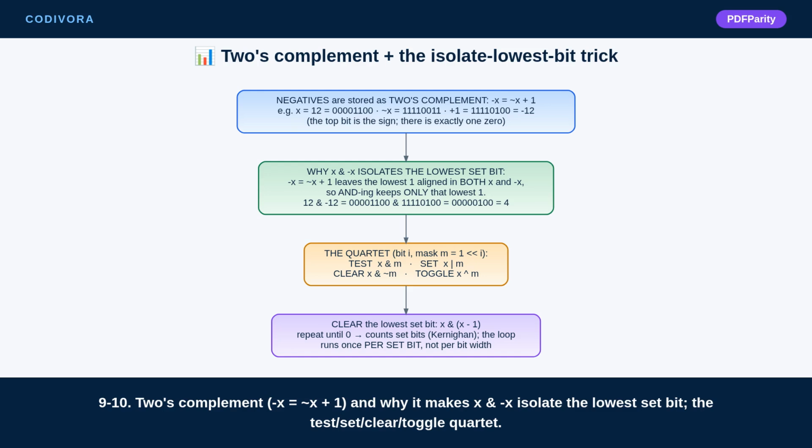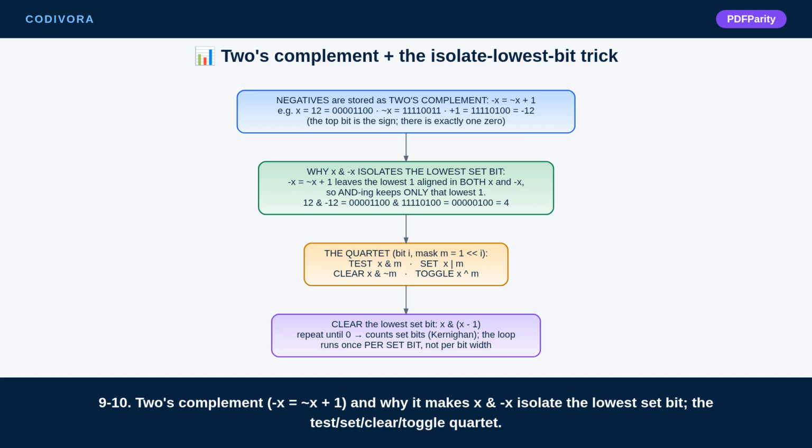Here is the piece that makes the whole toolkit click. How negative numbers are stored, called 2's complement. Minus x equals not x plus 1. Take 12, flip every bit, add 1, and you get minus 12. The top bit is the sign, and there is exactly one representation of 0.